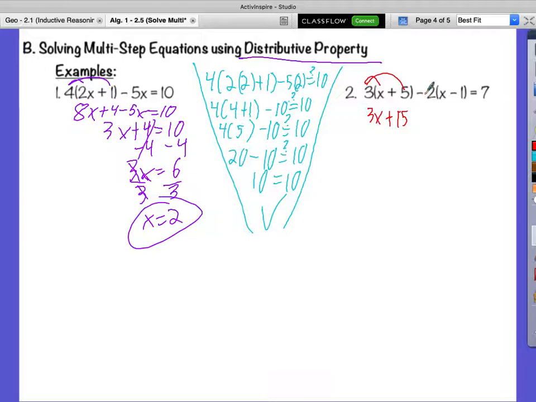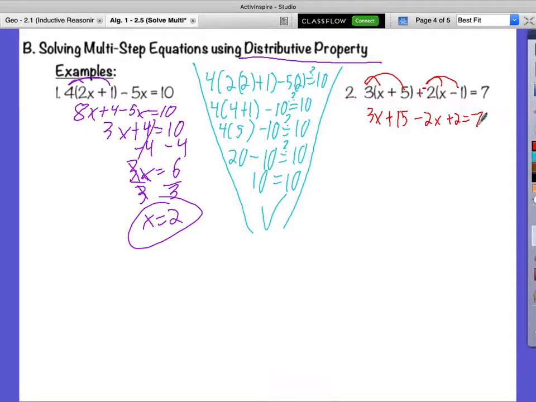Here's what I do when we're distributing with a negative. I think this helps us keep track of the signs. So I change this to a positive, and what do I have to do to this 2? Change it to a negative. We can add the opposite. Now it's easier for me to remember: negative 2 times x is negative 2x. Negative 2 times negative 1 is a positive 2.